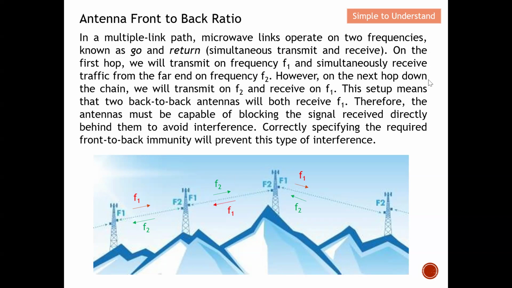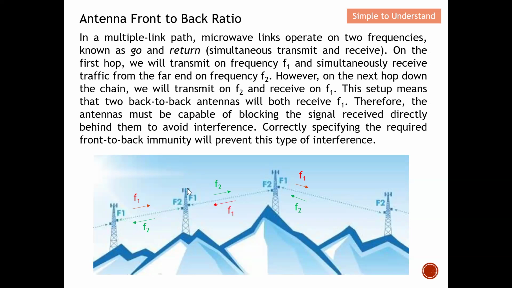This setup means two back-to-back antennas. For example, over here, these two back-to-back antennas will both receive F1. Can you see here? They will both receive F1. Therefore, the front-to-back ratio is crucial now, because the antenna here on the left wants to get this signal. It does not want to get this signal. So the front-to-back needs to be strong so that I can cancel away this F1.